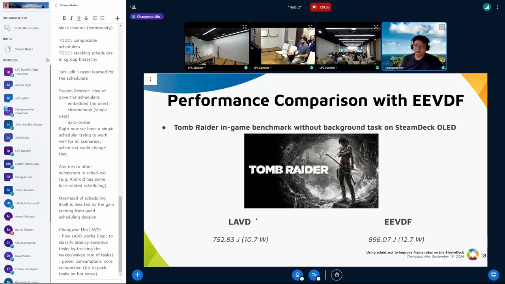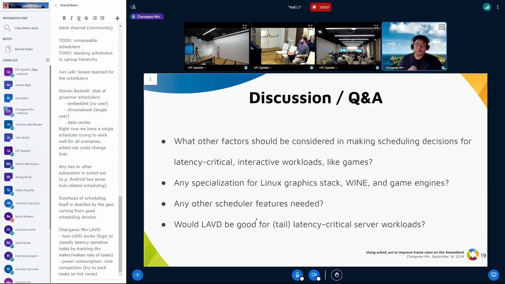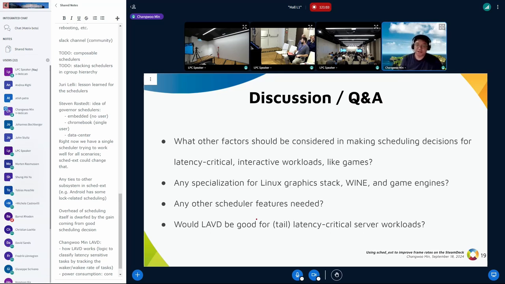And this is a AAA game, and another one is an older game like Tomb Raider. Since the game itself does not consume a lot of CPU cycles, it is easy to achieve 90 frames per second. But the AVD actually achieves lower power consumption. So that's the purpose of the entire AVD algorithm and the experimental results.